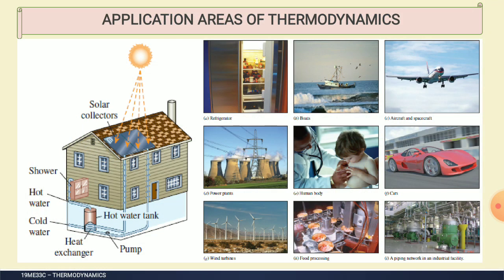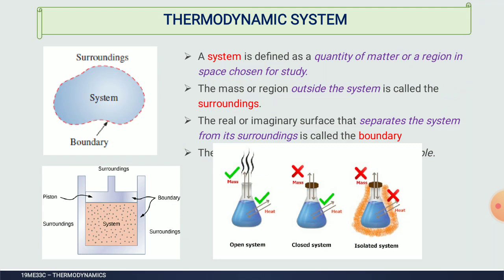Those are the application areas of thermodynamics: solar areas, household refrigerators, ships, plates and cars, power plants, medical purposes and food processing industries. Those are the application areas of thermodynamics, and probably almost all areas have thermodynamic principles. Okay, then thermodynamic system.